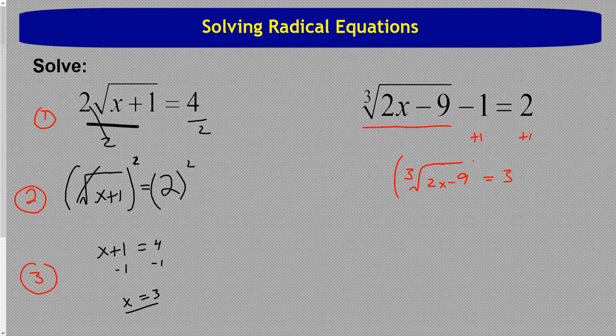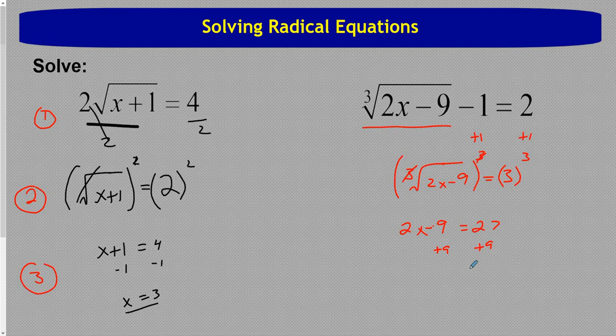Now I'm going to raise both sides to some exponent. I don't want to square it this time, though. This is the cube root, so I need to cube both sides of the equation. These will cancel, leaving me with just 2x minus 9 over there. So the radical's gone. That's what I wanted. 3 to the third power means 3 times 3 times 3. So 3 times 3 is 9, times another 3 is 27. Then I'm going to add 9 to both sides. So 2x is 36. x has to be 18.